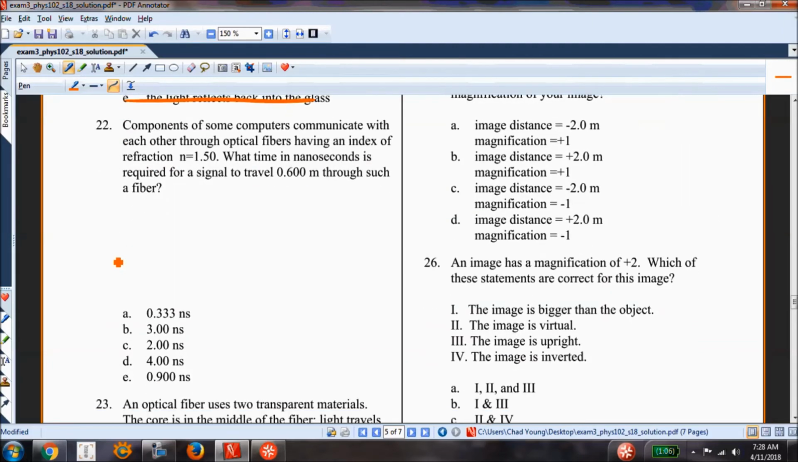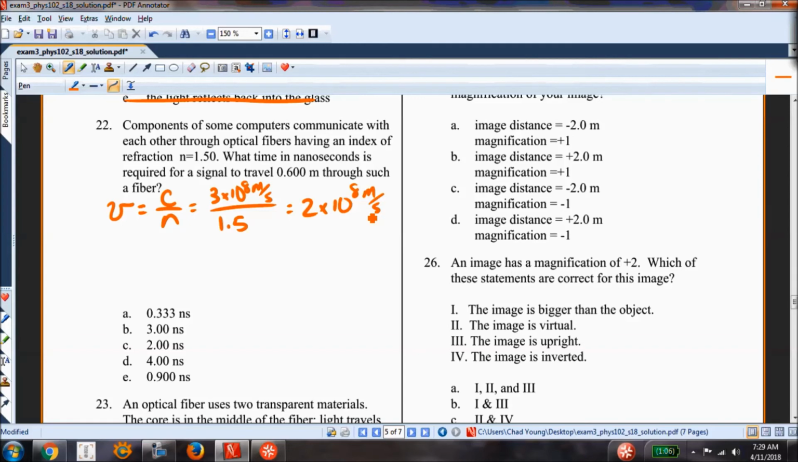Components of some computers communicate with each other through optical fibers, which have an index of refraction of n equal 1.5. What time in nanoseconds is required for a signal to travel through 0.6 meters? First, I need to find the speed of light in that. That's going to be c divided by n, 3 times 10 to the 8th meters per second, divided by 1.5. That's going to be 2 times 10 to the 8th meters per second.